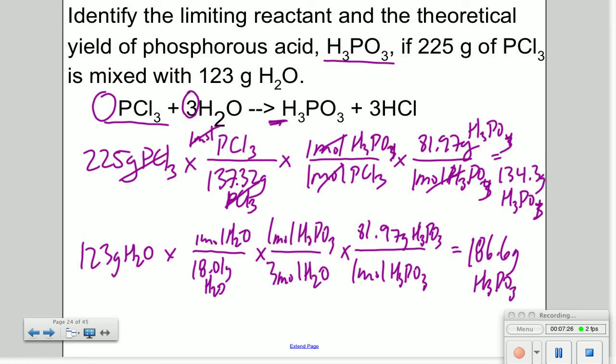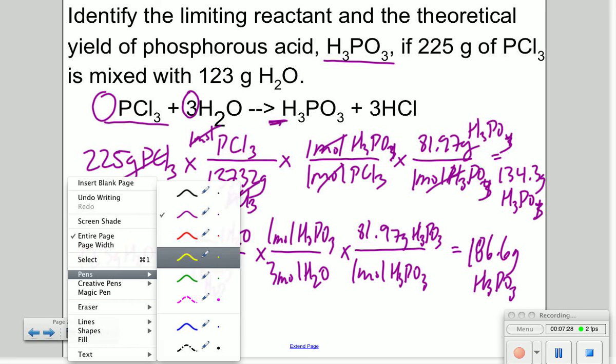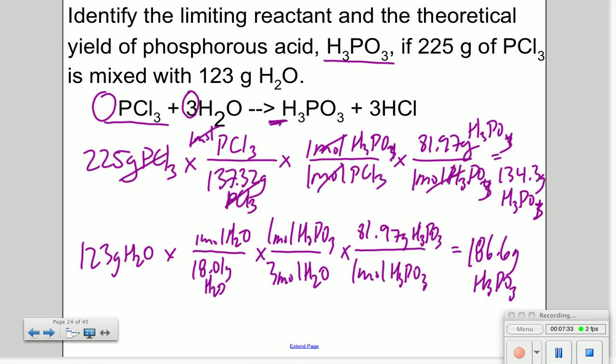I've set up 2 stoichiometric equations. What in the world am I supposed to do with this? Okay, remember, theoretical yield is associated with the limiting reactant. So my theoretical yield will be the lowest value of these 2. If I take a look at 134.3 and 186, well, 134.3 is lower. So my theoretical yield will be 134.3 grams of H3PO3.